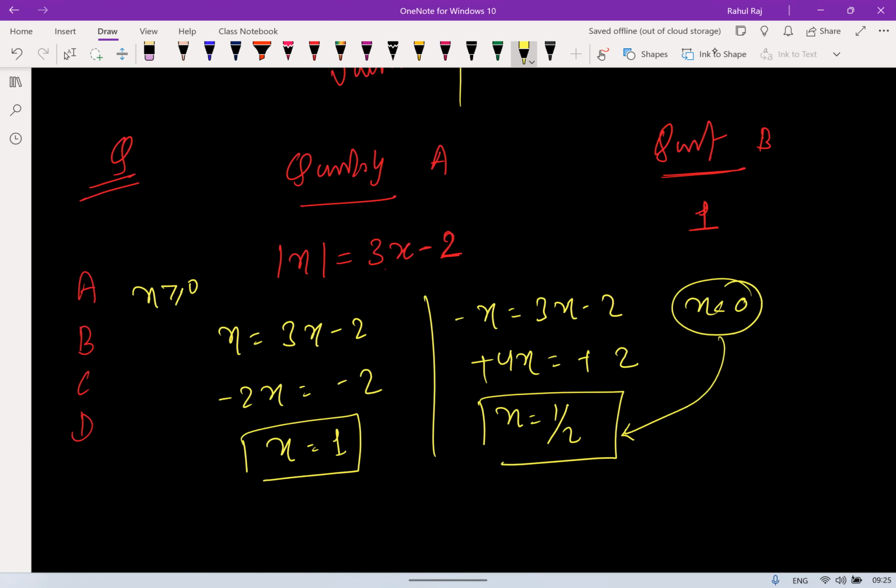Why is it invalid? Because the mod of half, if you put that in, is half. But when you put 3 into half minus 2, you will get negative half. So this is not a valid solution, and it will not be considered in the solution at all.